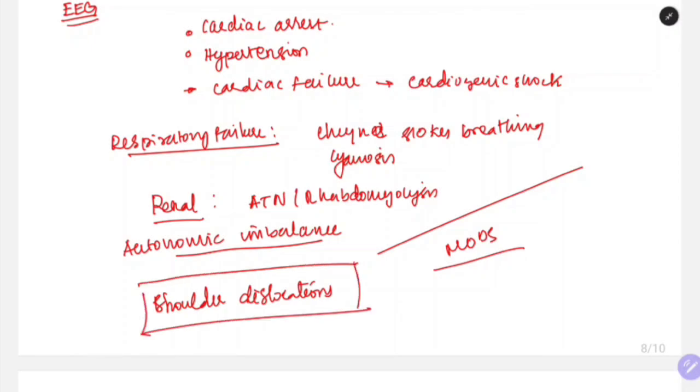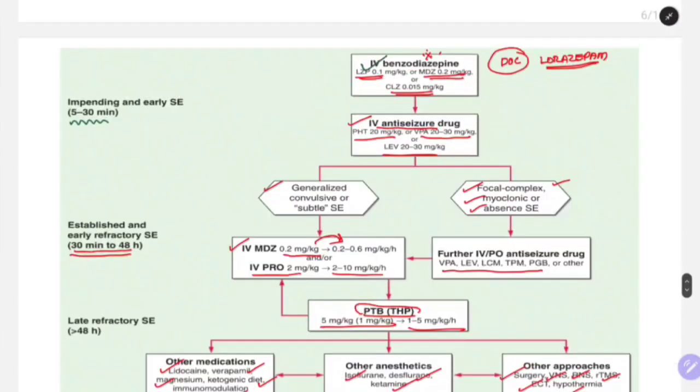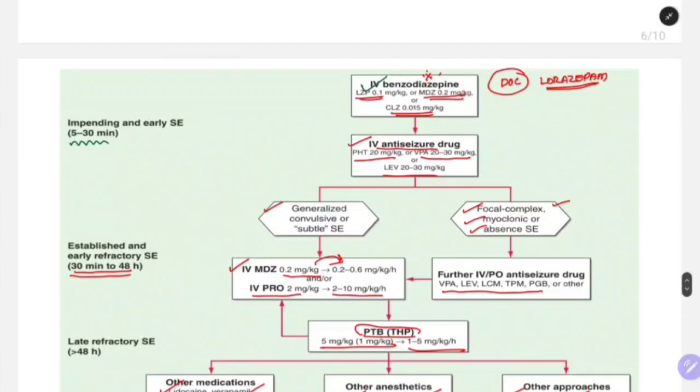So all these things should be borne in mind. Remember this protocol, and it will be tested in exam surely. So this is a very brief discussion about how to manage status epilepticus in an emergency setting.